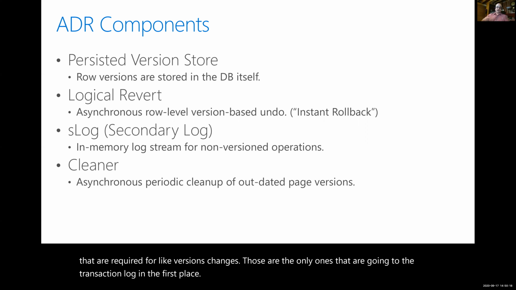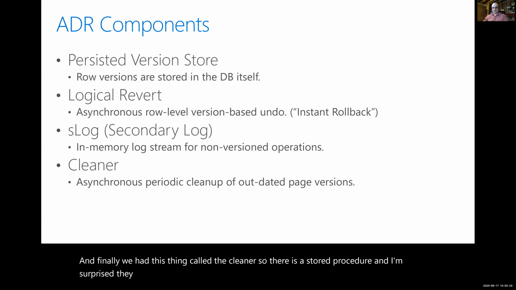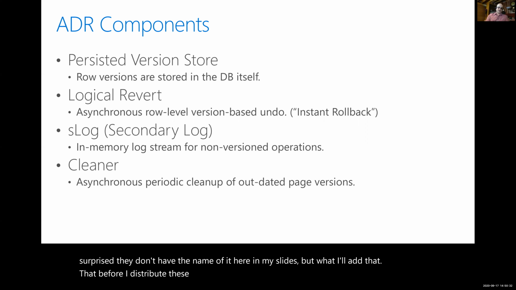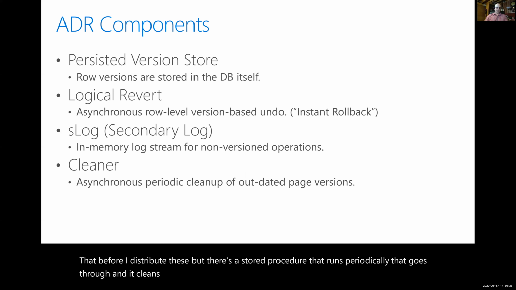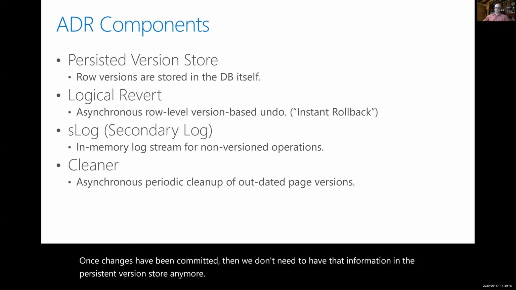And then finally, we have this thing called a cleaner. So there is a stored procedure, and I'm surprised I don't have the name of it here in my slides, but you know what, I'll add that before I distribute these. There's a stored procedure that runs periodically that goes through and cleans up records that are no longer needed in the persistent version stores. Once changes have been committed, then we don't need to have that information in the persistent version store anymore. And I can go back and clean those up.